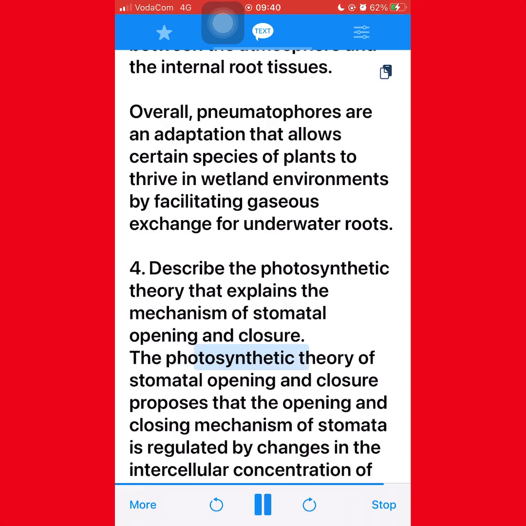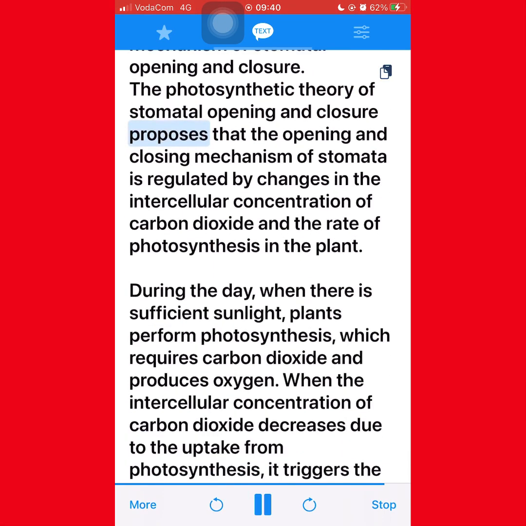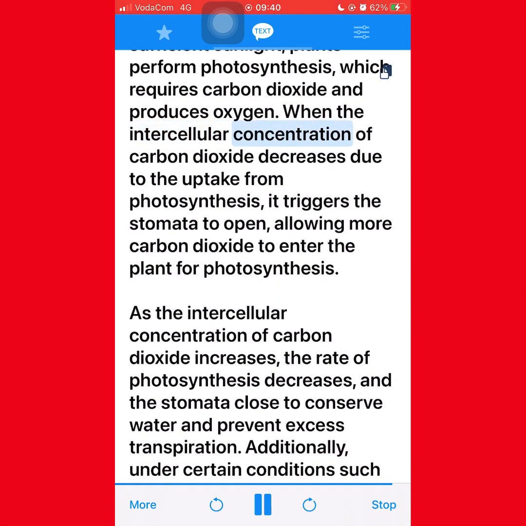The photosynthetic theory of stomatal opening and closure proposes that the opening and closing mechanism of stomata is regulated by changes in the intercellular concentration of carbon dioxide and the rate of photosynthesis in the plant. During the day, when there is sufficient sunlight, plants perform photosynthesis, which requires carbon dioxide and produces oxygen. When the intercellular concentration of carbon dioxide decreases due to the uptake from photosynthesis, it triggers the stomata to open, allowing more carbon dioxide to enter the plant for photosynthesis.